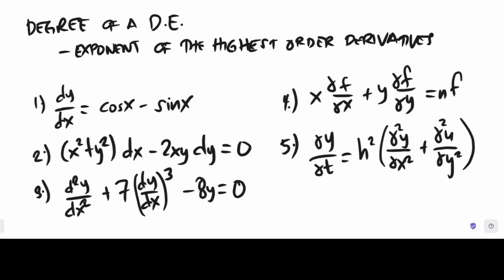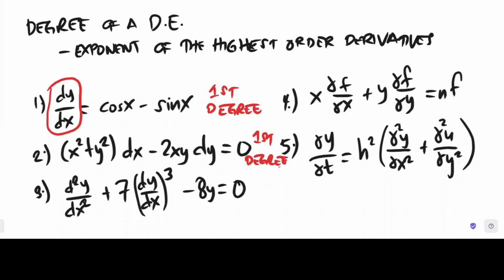For our first example earlier, we have dy over dx is equal to cosine of x minus sine of x, which we have determined is of the first order. This is the highest order derivative and its exponent is 1. So we can say that this DE is of the first degree, because the highest order derivative is raised to 1. In the second example, dx and dy are our highest order derivatives and they are all raised to 1. So we can also say that the second example is of the first degree.